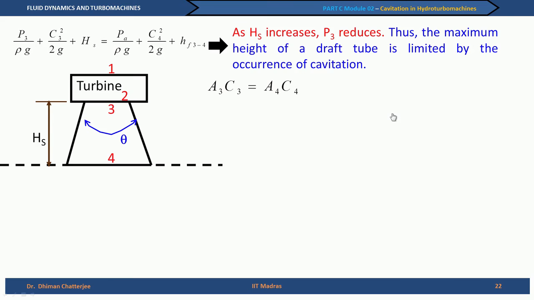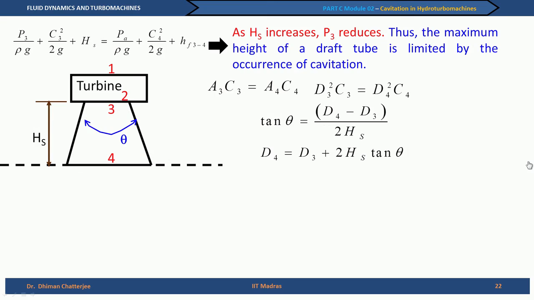So, C4 is connected with D3 and D4. You see, the higher the value of D4, the smaller will be the value of C4 and the smaller will be the exit kinetic energy, which is desirable. Now, how can I increase D4?